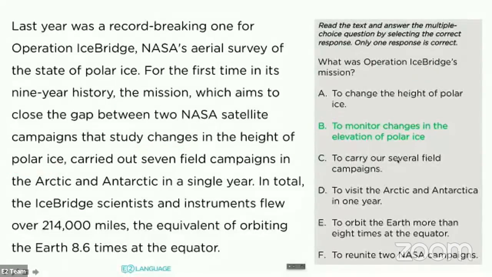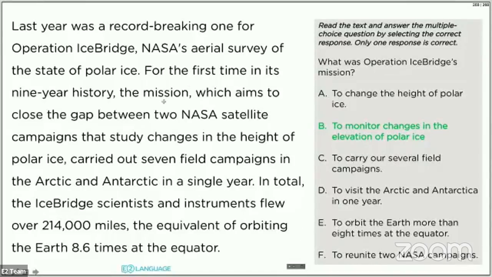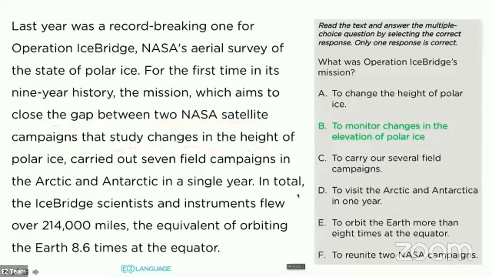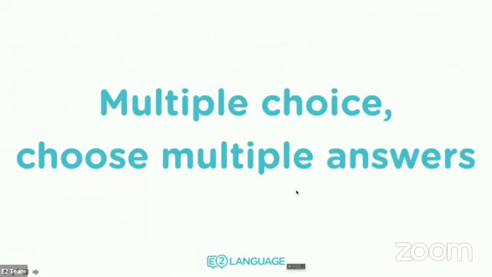If you got B, you can put a smiley face into the chat. A lot of people chose F. And the reason they chose F is because they got distracted. It says the mission, which aims to close the gap between 2 NASA satellite campaigns, that study changes in the height of polar ice. Okay? Good. Plus reunite and close the gap is different in meaning anyway.